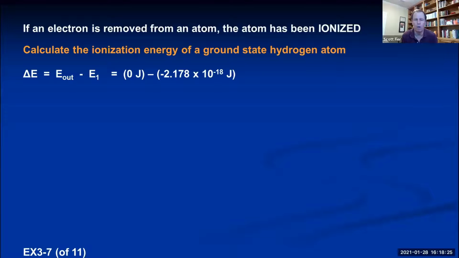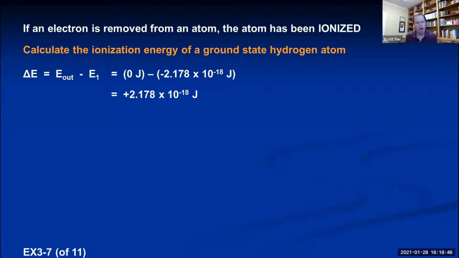So that's going to be 0 minus a negative 2.178 times 10 to the minus 18 joules. And that can be done simply. That just gives you a value of positive 2.178 times 10 to the minus 18 joules. This number came out positive. So when an energy change is positive, that means energy had to be absorbed. And that should make sense.